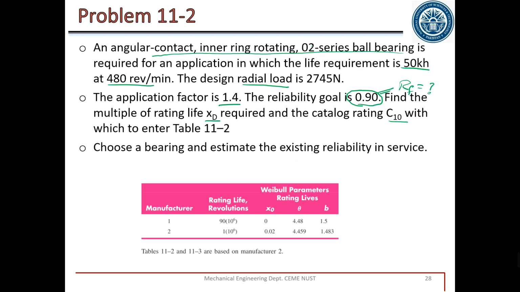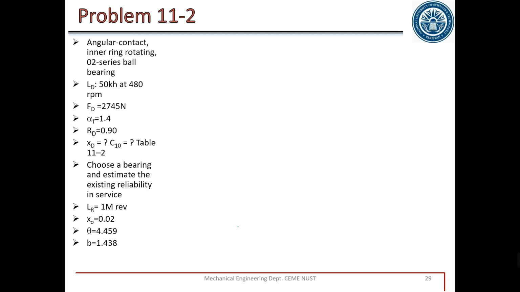As they have given us that it is 02 series, manufacturer series 1 and series 2, for 02 series the data is given. Just keep in mind that table 11-2 and 11-3 are based on 02 series, not on 01 series. So all the data in table 11-2 and 11-3 are based on this. X naught, theta and B values are here, and the manufacturer has calculated the life on a base of 1 million revolutions. I have written all the data from the previous slide here. This is all the given data, and we need to solve for R.